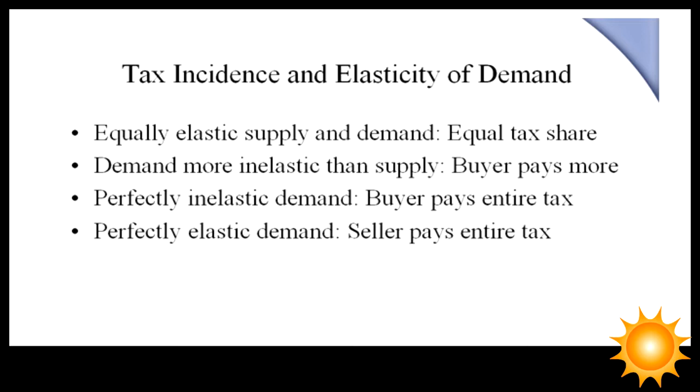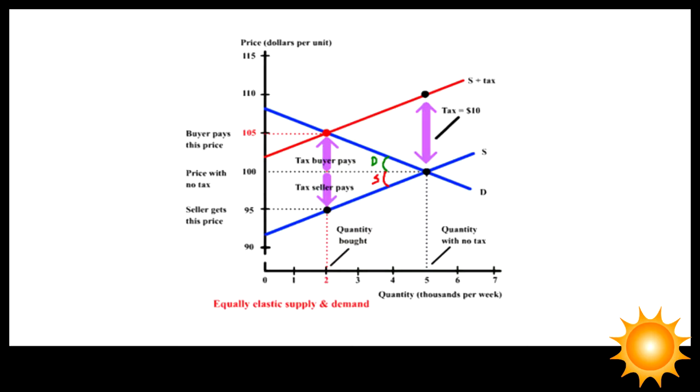In other words, the more elastic the demand, the less the buyer pays. And the more inelastic the demand, the more the buyer pays. When the elasticity of supply and demand are equal, as indicated by the equal slope angles of the supply and demand curves, buyers and sellers pay an equal share of the per unit sales tax.